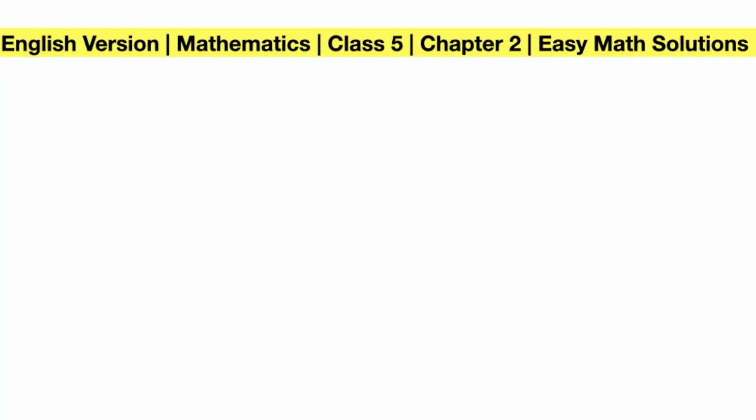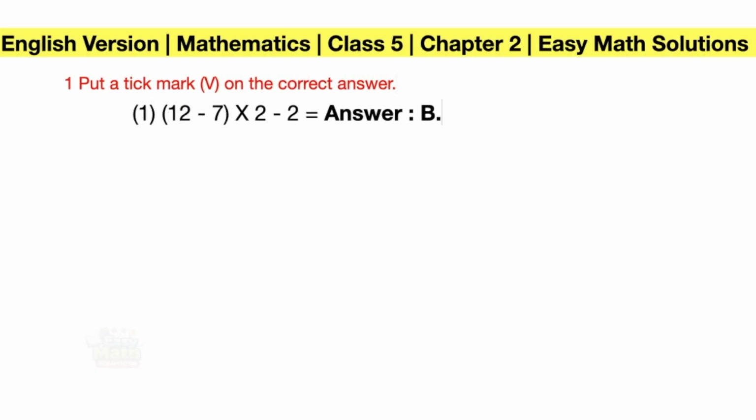English version Mathematics Class 5 Chapter 2. Number 1. Put the tick mark on the correct answer. Here number 1. 12 minus 7 into 2 minus 2. Answer B, 8.